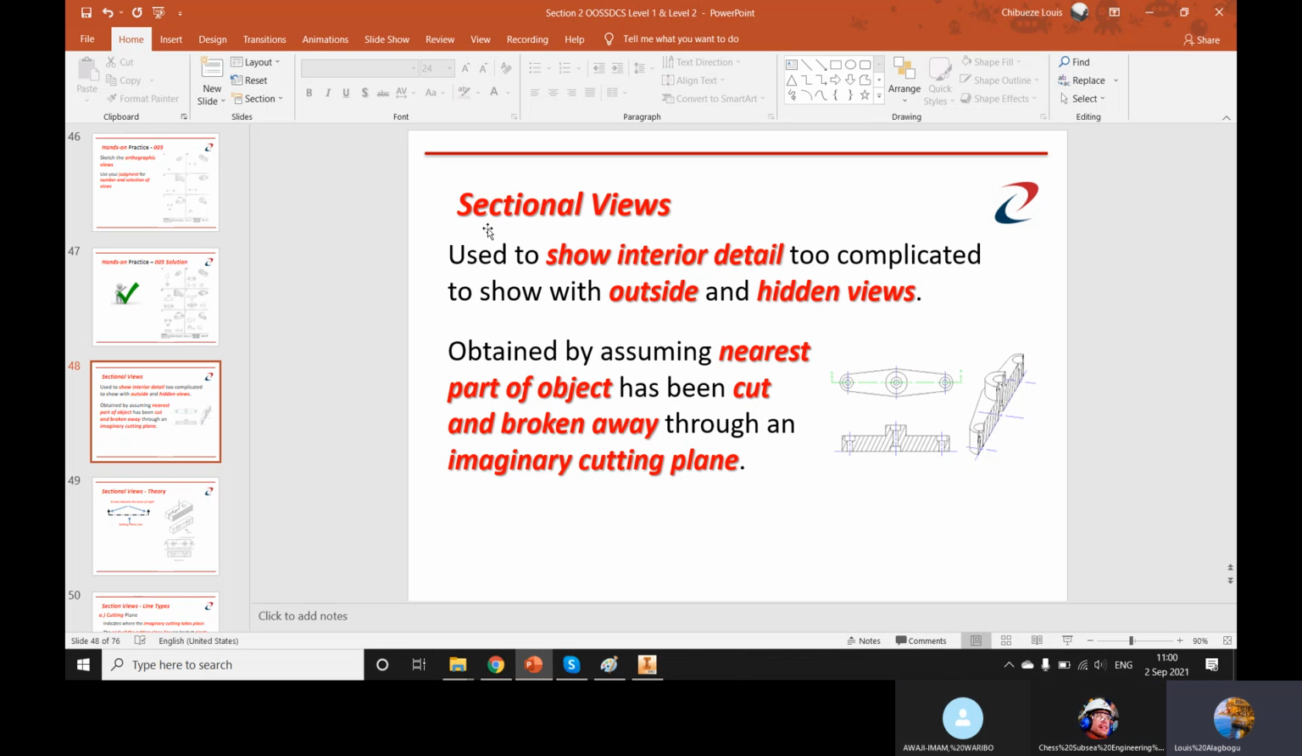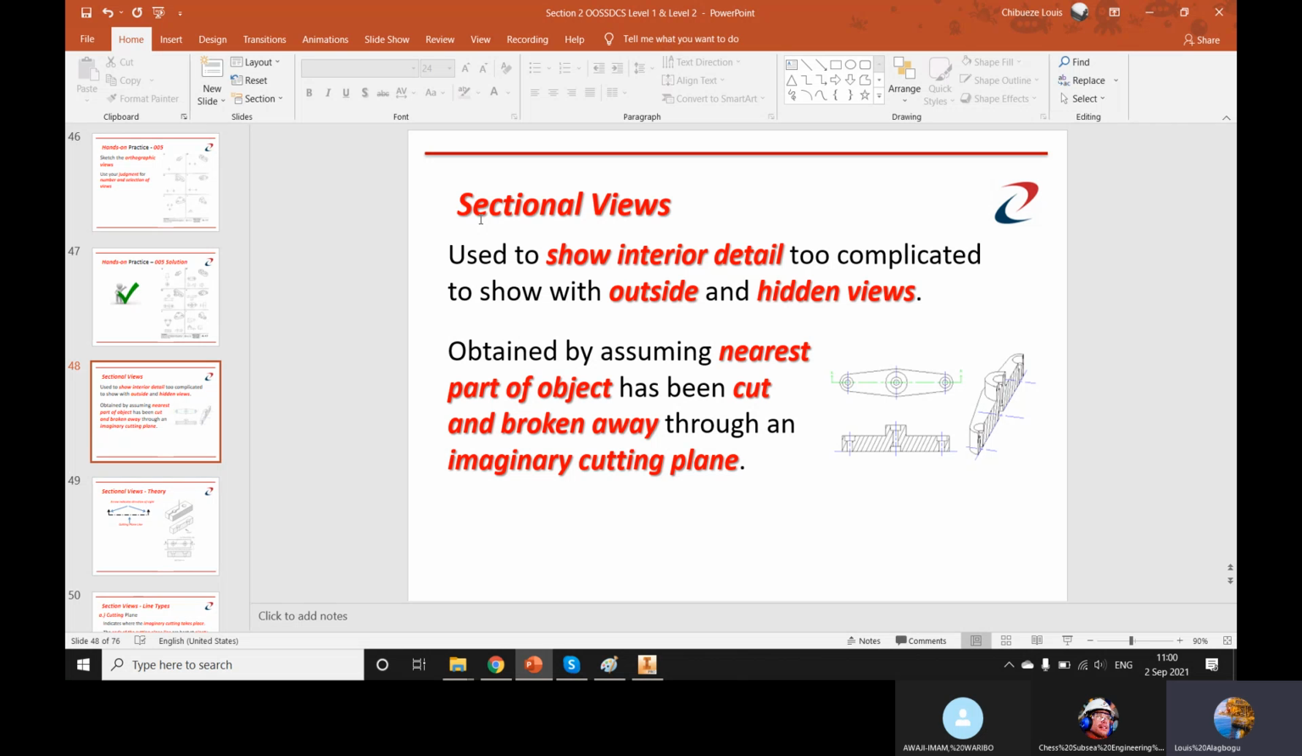So sectional views. Sectional views are used to show the... Sorry, in terms of the assignment, you don't mind if I use a pen? Because I'm on an offshore platform, I don't have my drawing tools. No problem. No problem.